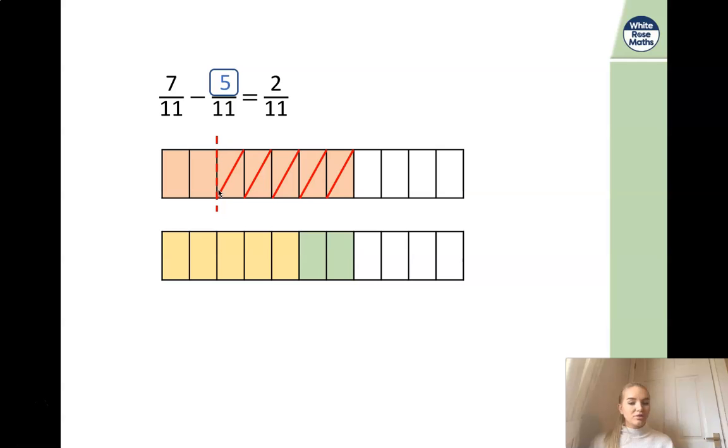I could also use another method to help me too. I could use the part-whole model here. I can see that I started with 7/11.